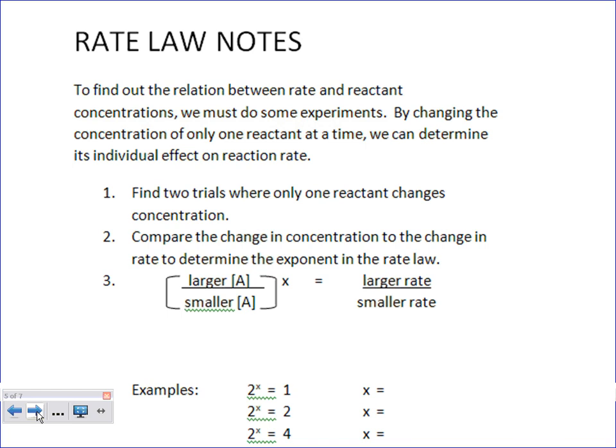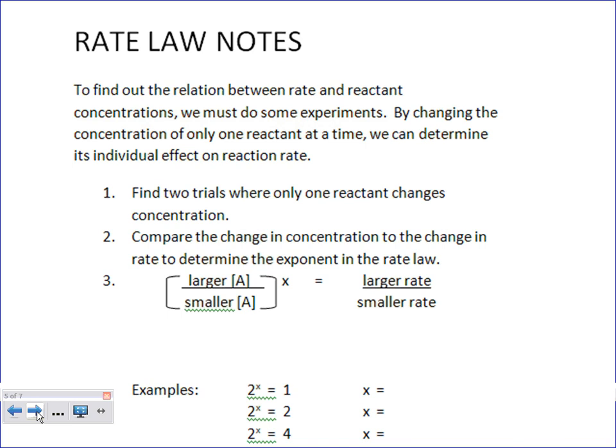This is a quick addition that you don't have in your notes, which goes through how to determine the method of initial rates. You're going to find two trials, because you've got these experimental trials, where only one reactant changes concentration. So you'll be able to compare those and determine what that exponent is.